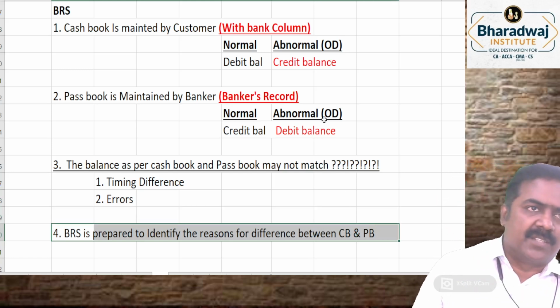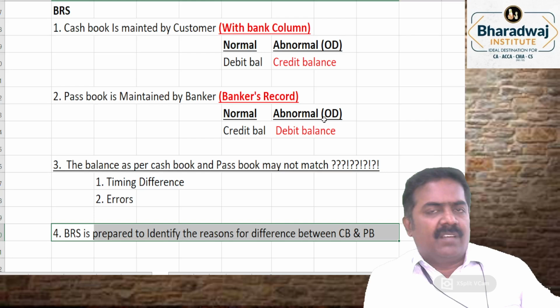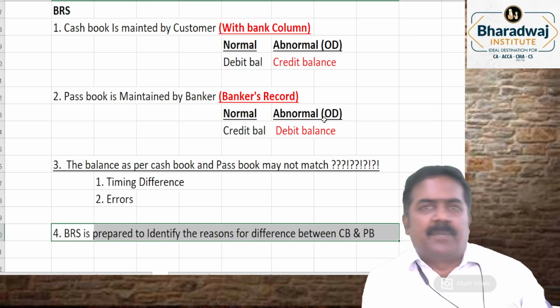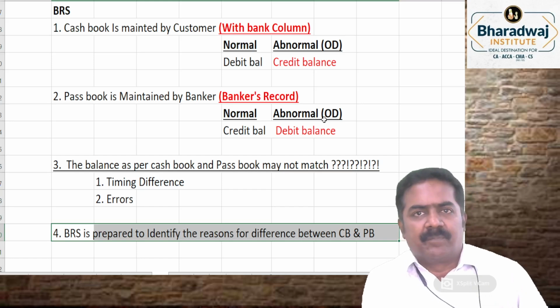Okay. BRS we are going to do just to identify the reason for difference. How to reconcile? Only one line word. When your starting point is balance as per cash book, adjust according to the other party.